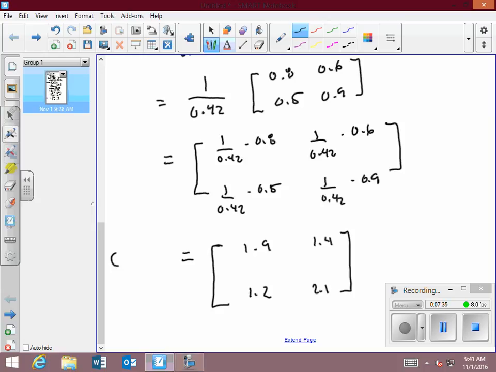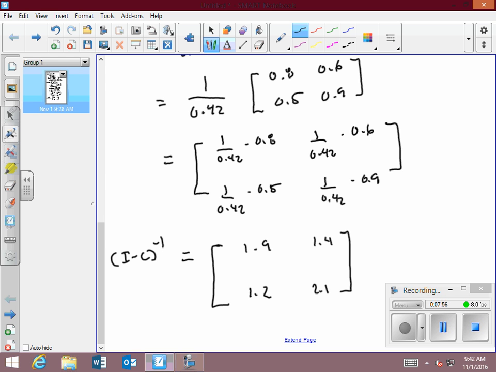So this is I minus C inverse. It's a little quicker than what we were trying to do last time. But you can only do it by 2 by 2 matrices. So if you get a 3 by 3, then you have to do it the other way.